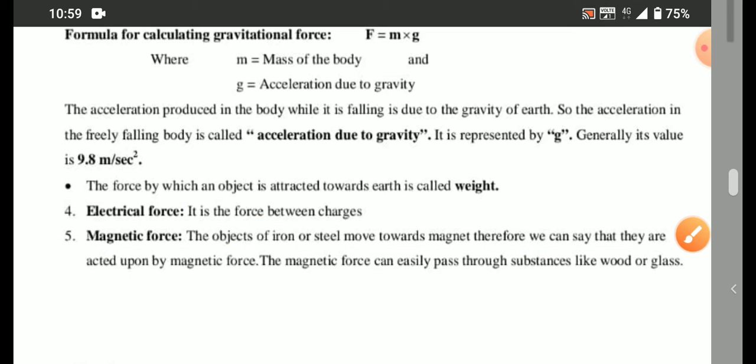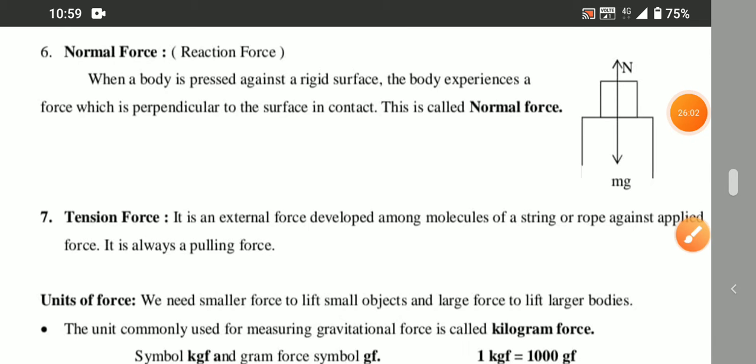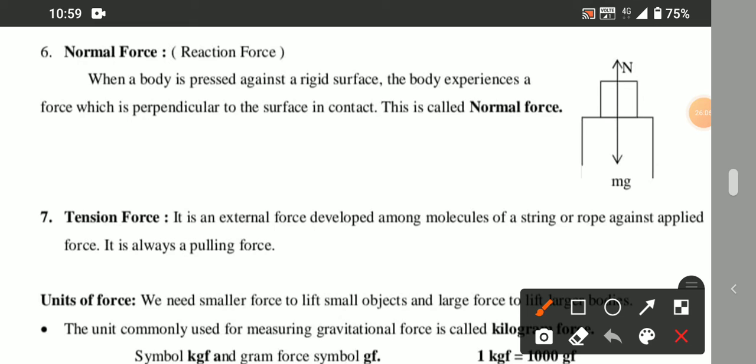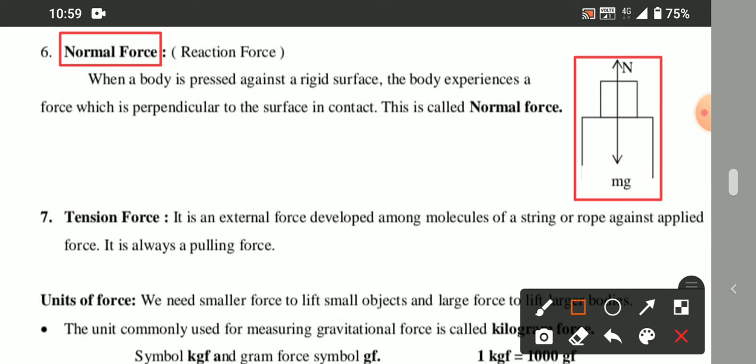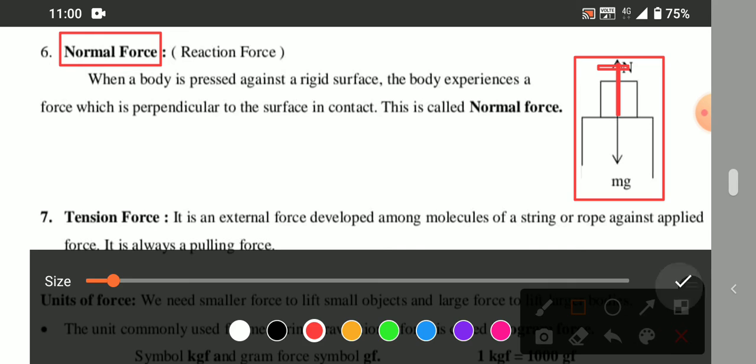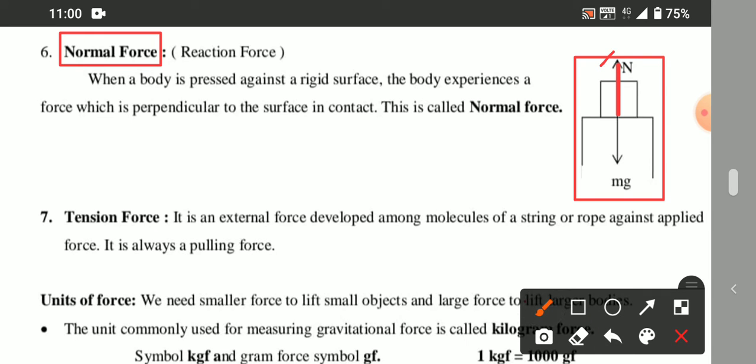So let us go to the next. Here are some other forces, and here is normal force and its definition. An example diagram is also given for understanding normal force. The arrow going upwards is the normal force. Why it is normal force we will understand from this definition.